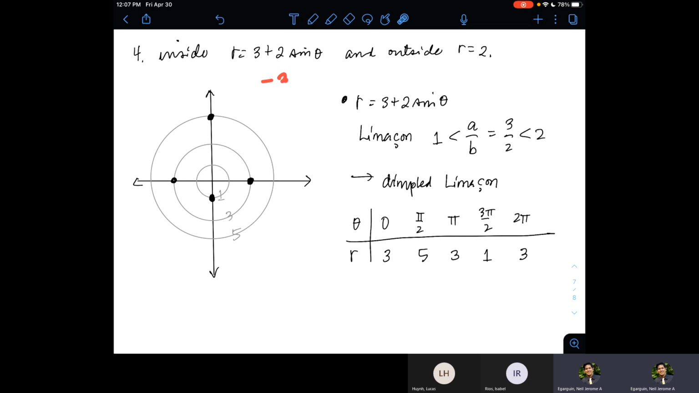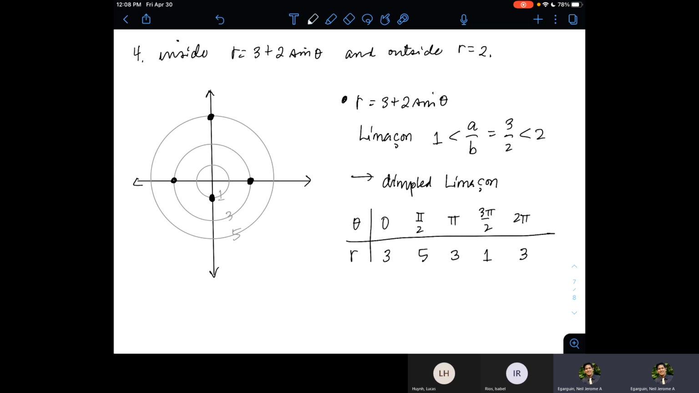Had it been a negative 3 cosine, cosine is always associated with the x component, and the negative sign means we are on the negative x-axis. So the graph would have looked something like this, with the majority on the negative x-axis.